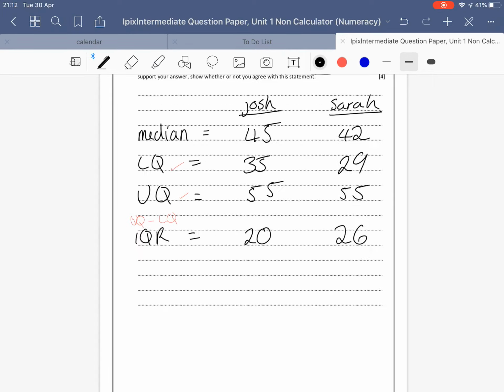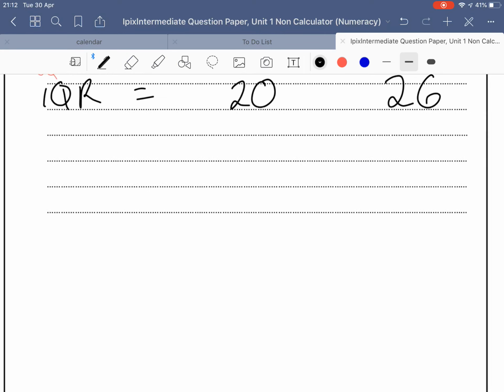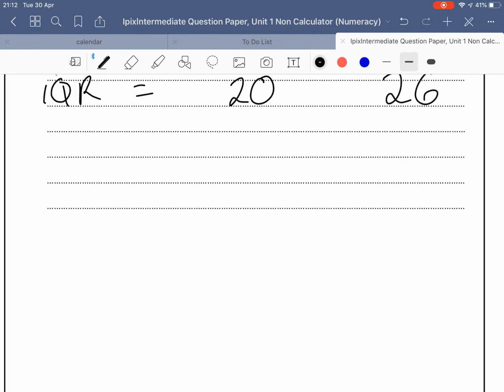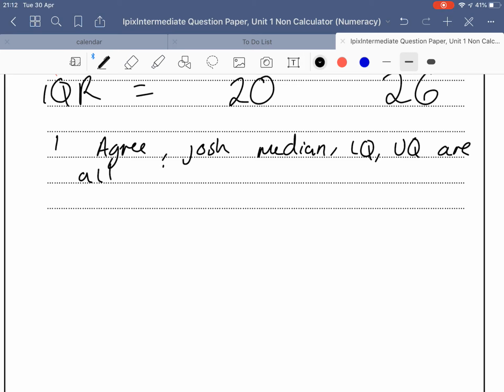However, he's drawn it with a ruler. So I'm going to try and incorporate that in the best words as I can. My English is terrible, so please bear with. So I'm going to say I agree. I didn't spell agree right, did I? Oh my gosh, I told you my English wasn't very good. So I agree, Josh's median and his lower quartile and upper quartile are all higher, or the same really, than Sarah's.